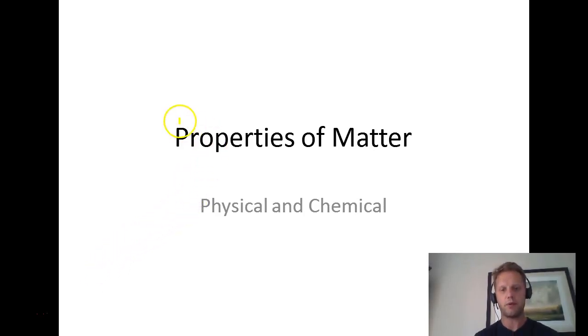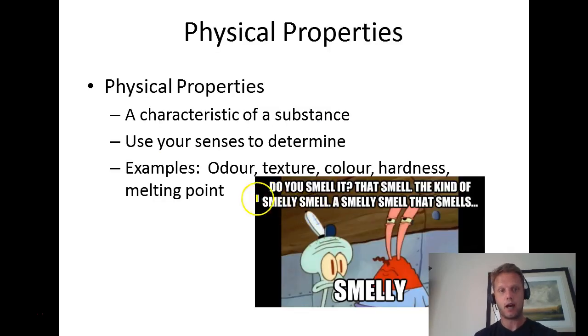Today what we're learning about is properties of matter, and we're going to talk about two things, physical and chemical properties. Here we go. Okay, so a physical property is basically a characteristic of the substance that you detect using your senses. You have five senses. You can use smell, an odor, a texture, how it feels, the color, hardness, melting point. Okay, well, what does this mean?